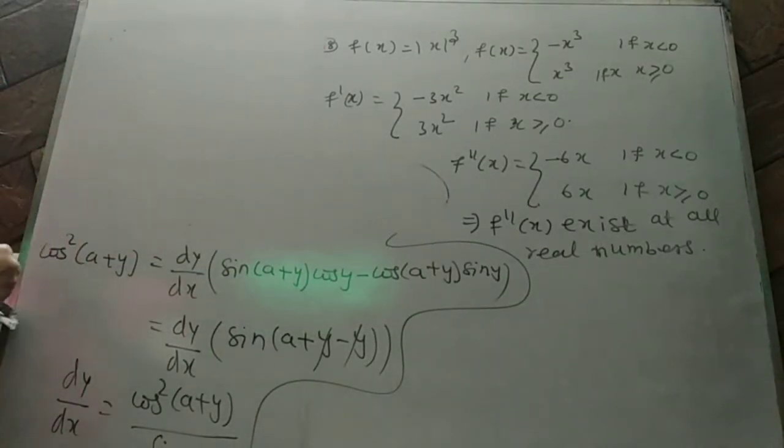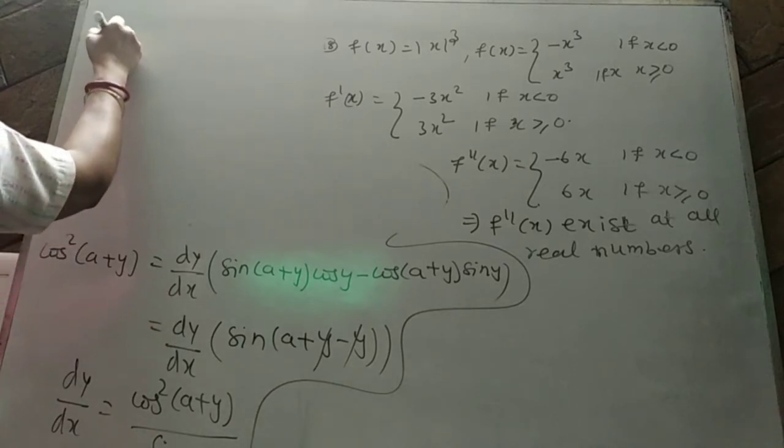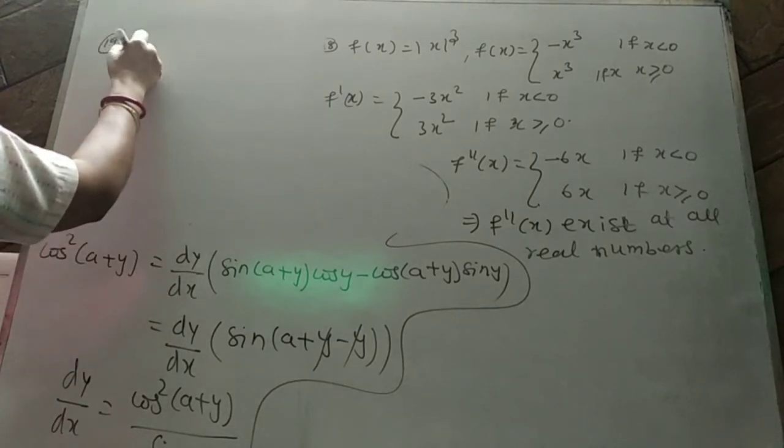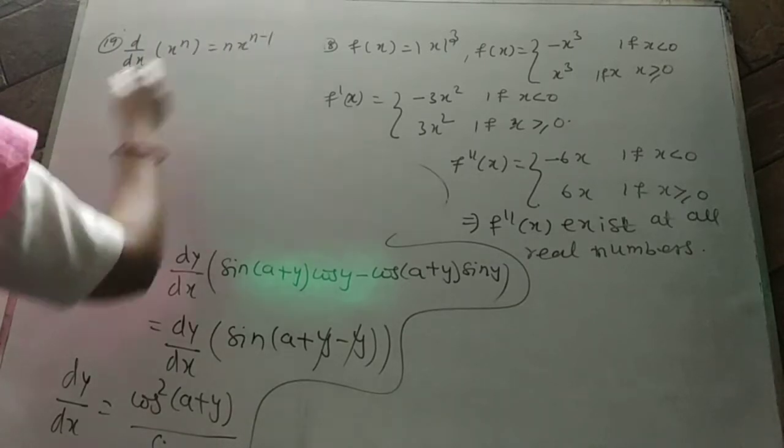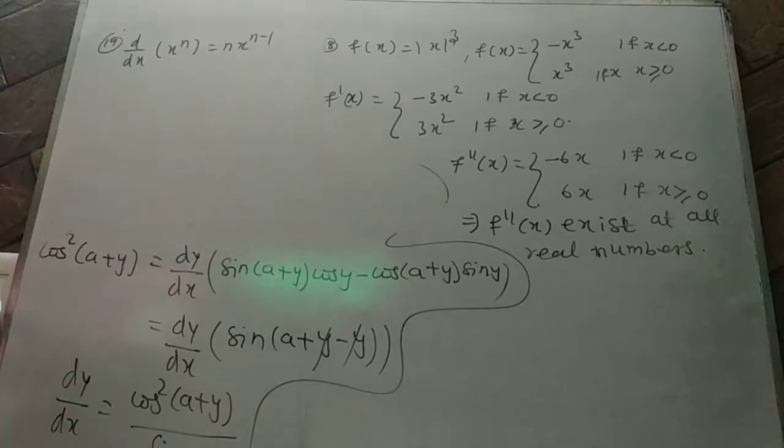Now I'm taking question number 19. Beta, do fast, everybody. Question number 19: d by dx of x power n equals, we know the formula, n into x power n minus 1. Now what they are saying, beta, is that using mathematical induction you have to prove it. हम तो वैसे formula we know, ये कहाँ से आए हैं.